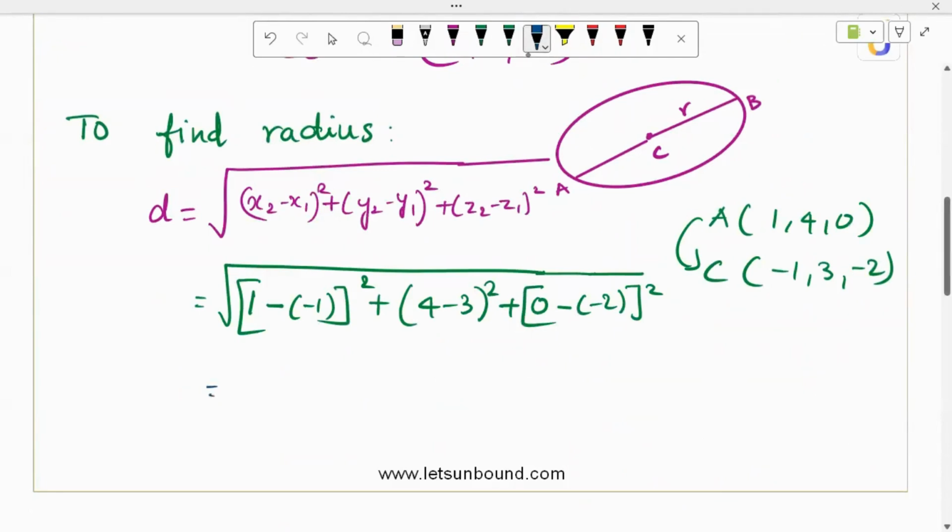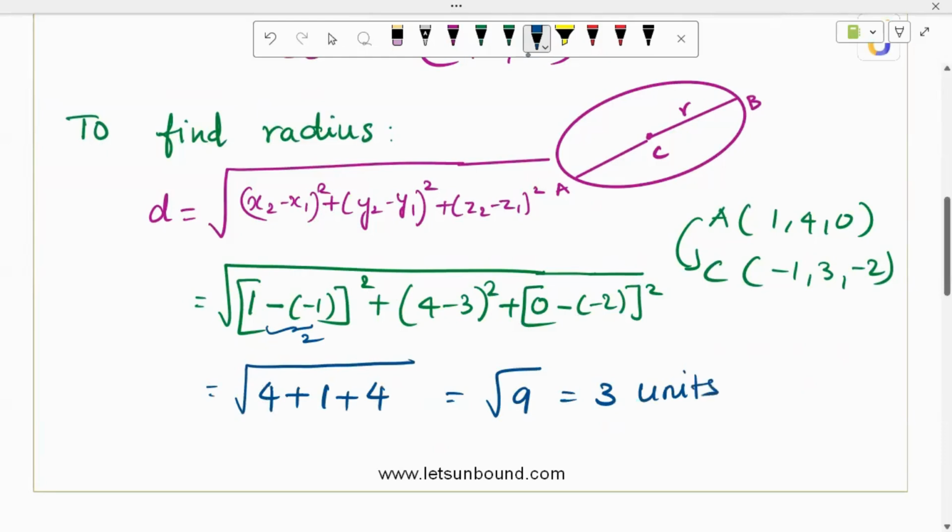Then let's solve for it. 1 minus minus 1 will become 2. 2 squared is 4. 4 minus 3 is 1. 1 squared is 1. And this is going to be 2 again, 2 squared is 4. So it's root 9, simply 3 units. The radius is 3 units. That's simple.